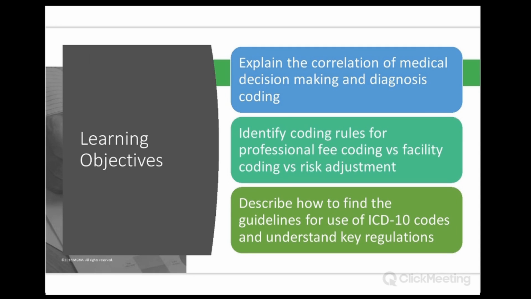I really want to talk about medical decision-making and diagnosis code, as well as medical complexity. I really want to look at the coding rules for professional fee coding versus facility versus risk adjustment.